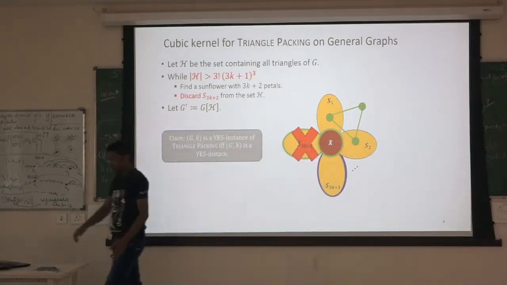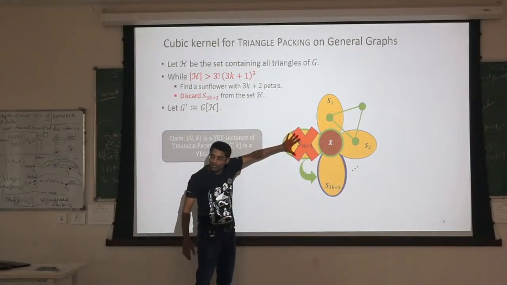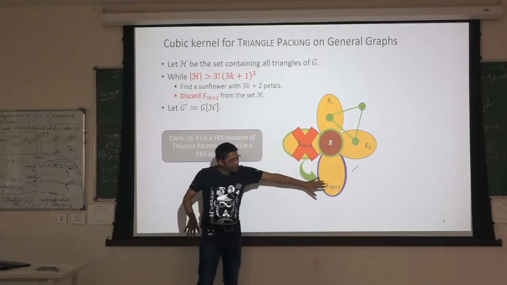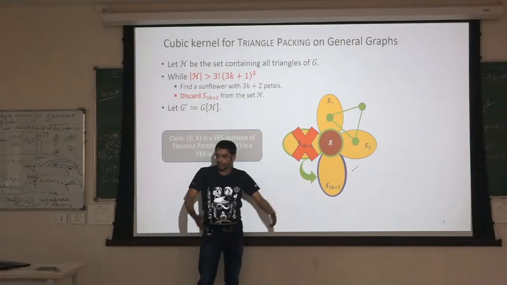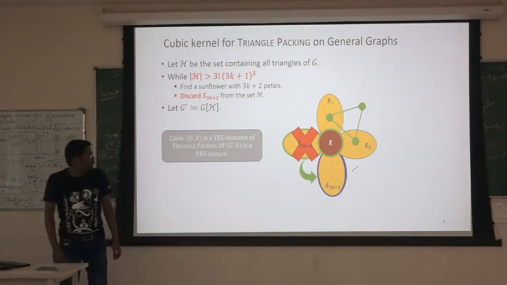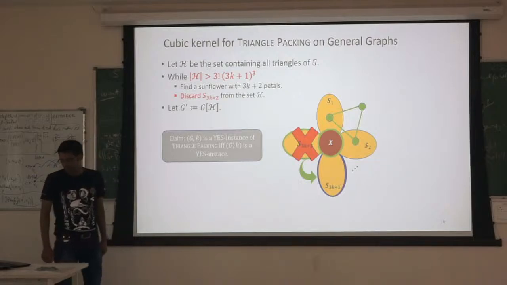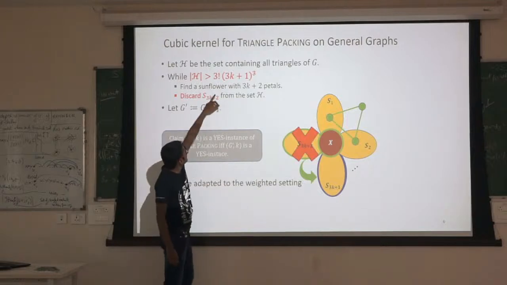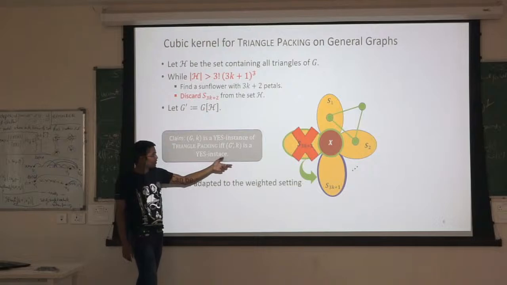So what you can do is, you remove this S3k plus 2 from the solution that you got. You just add this S3k plus 1, which we know is then disjoint, given the argument that anything intersects with at most 3k petals. So this gives you a cubic kernel. Now you can see this is a cubic kernel. This proves that it is a yes instance. One direction I showed, the other direction is easy.